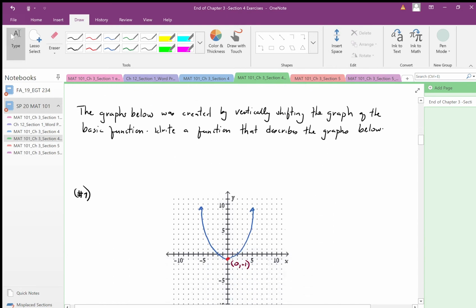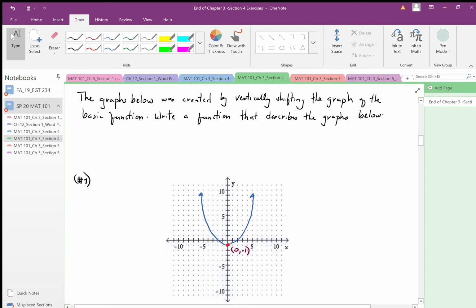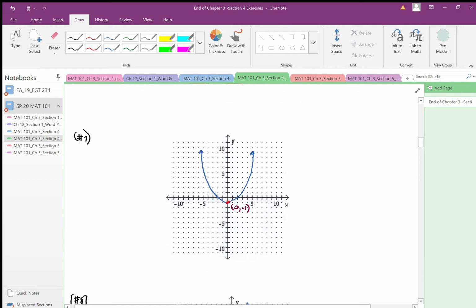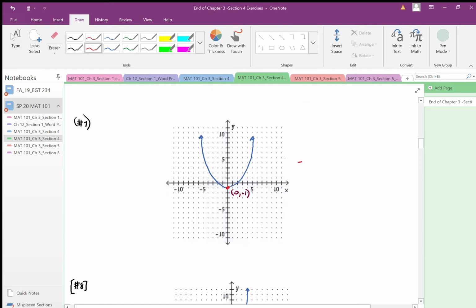Now they ask us here that the graph below was created by vertically shifting the graph of the basic function. They want us to write the function that describes the graphs below. For this particular graph, the basic function really is x squared. This is a parabola, but it has a vertical shift downward, so that'll be minus 1. So f of x equals x squared minus 1. This is your answer right here.